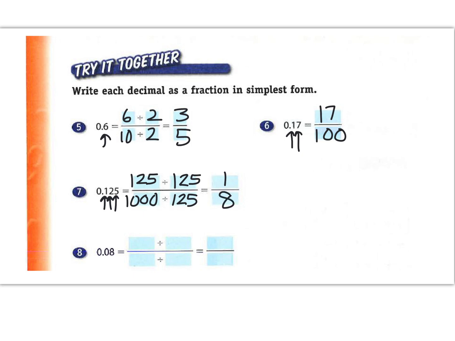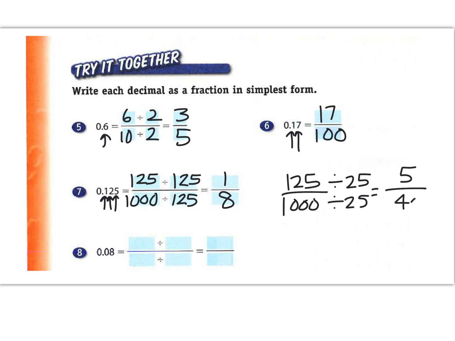Now, if you don't get there the first time, that's okay. Let's say you did 125 thousandths, and then you divided top and bottom by, let's say, 25. Okay, so 125 divided by 25 is 5, and then 1,000 divided by 25 is 40. Well, you can simplify again.